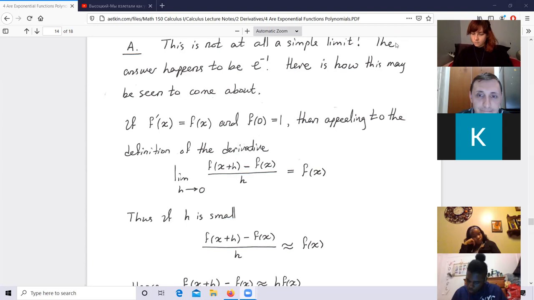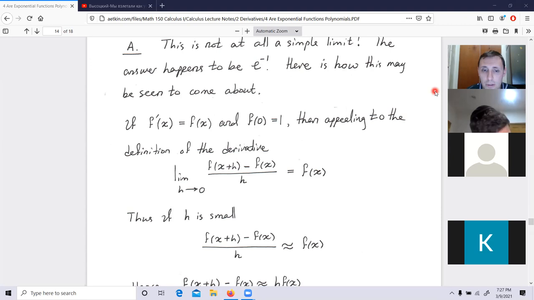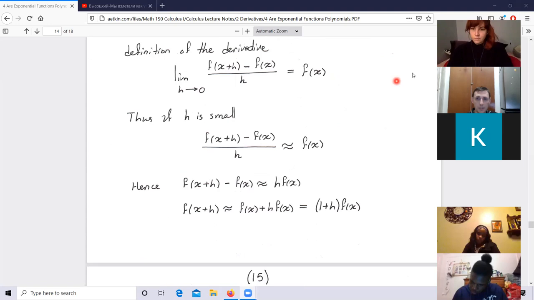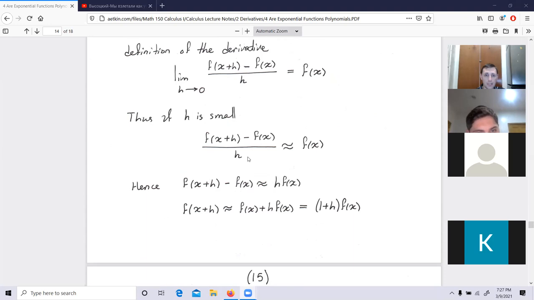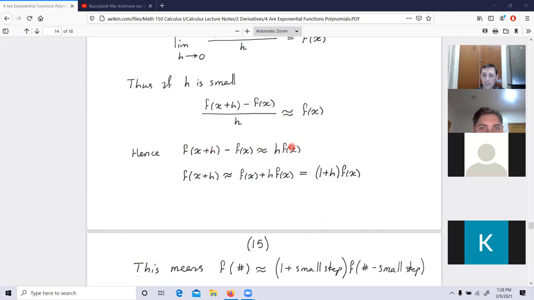Very simple, guys. Algebra, look at it. Can you solve for this part? Can you tell me what this part equals to? Here it is, guys, basic algebra, nothing more. I multiply by h, I have f of x plus h minus f of x is h times f of x. That means that f of x plus h, just move this across, is f of x plus h f of x, which if I factor, is 1 plus h times f of x.